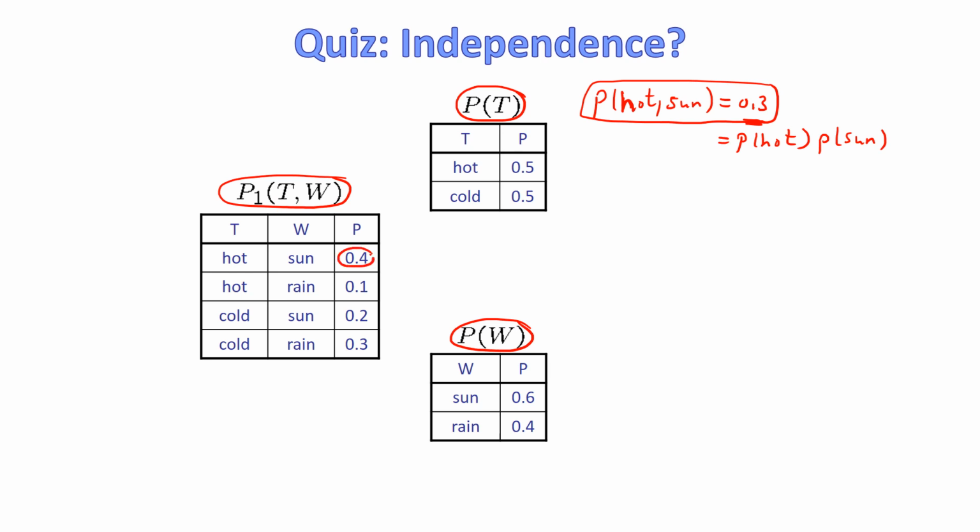No. So that means that they are not independent. Because if they are independent, then the product of these values should be the value here. And that should be for all pairs of values of W and T. But if just one pair didn't hold, then that means that they are not independent.